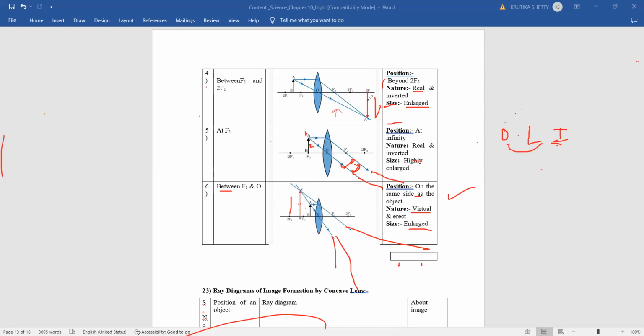Next we need to discuss the image formation in concave lens. Did you understand all the 6 types? Again you need to practice it. Once again, draw it and practice it, and then you need to know the nature. Position, nature, and size. You need to write it without saying. Practice it once or twice. Try to draw the image.